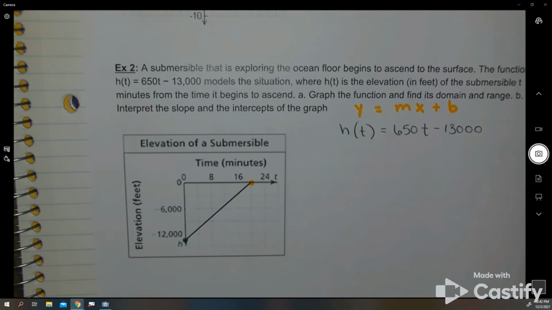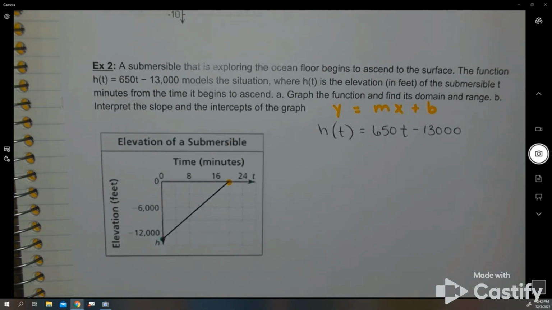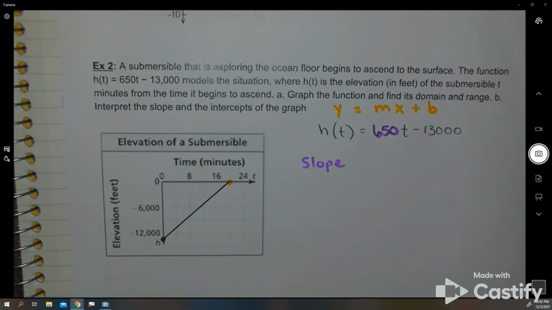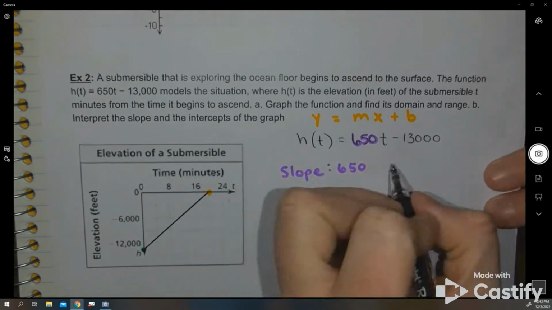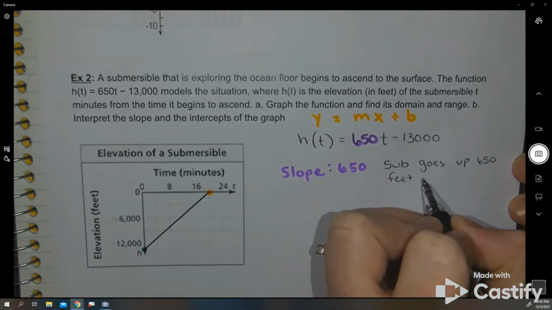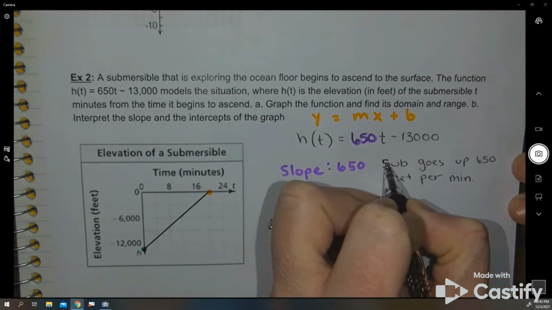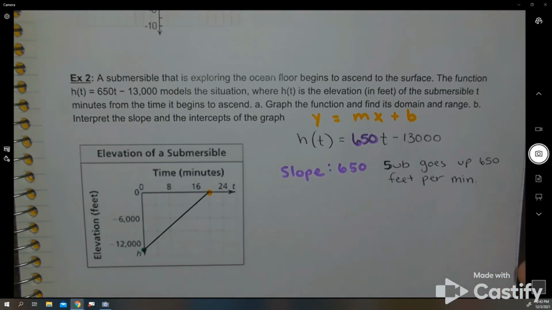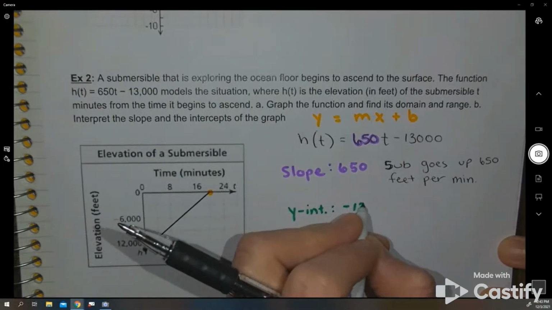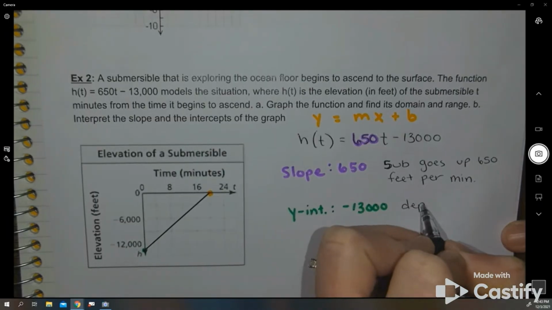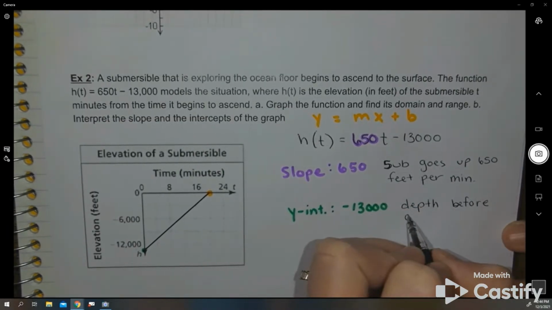Part B says, interpret the slope and the intercepts of the graph. So our slope is 650. Notice I don't include the variable. It's just the 650. And what that means is that the submarine goes up 650 feet every minute. So the sub goes up 650 feet per minute. Then if I look at my y-intercept, it is negative 13,000. And that is how deep the sub is before they start going up. So this is our depth before the ascent.